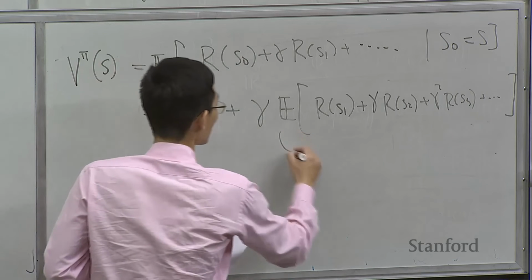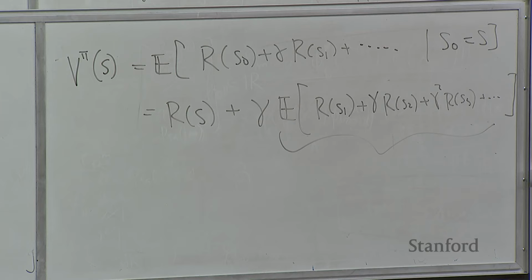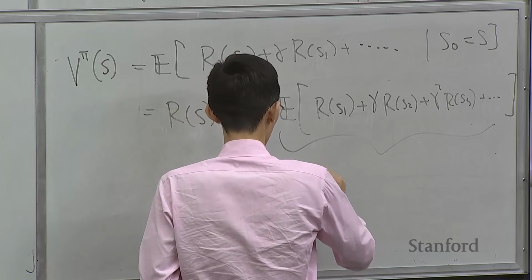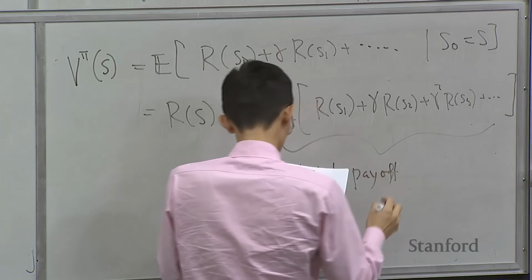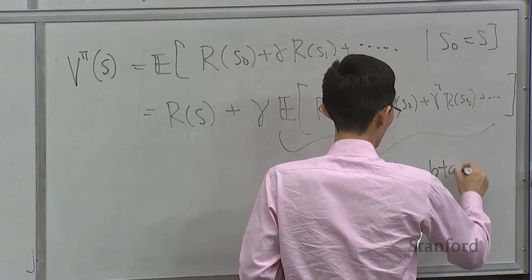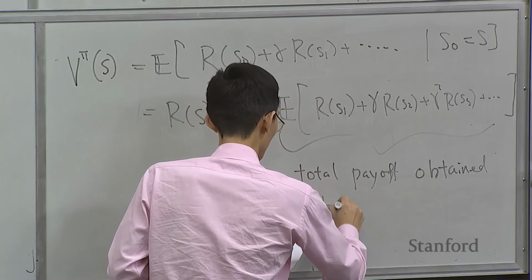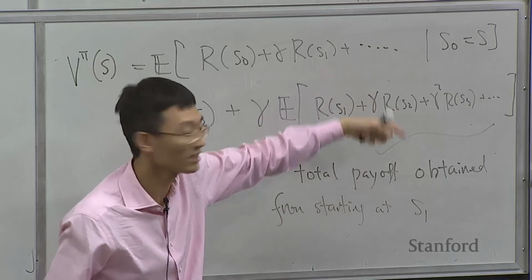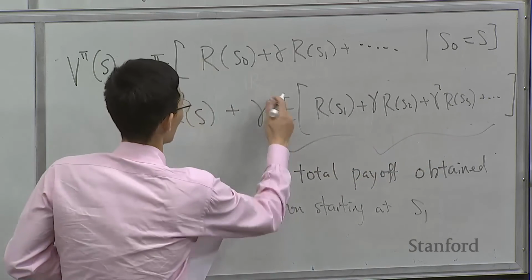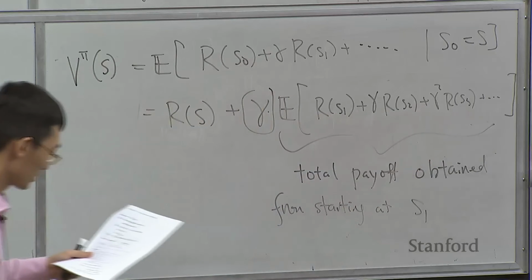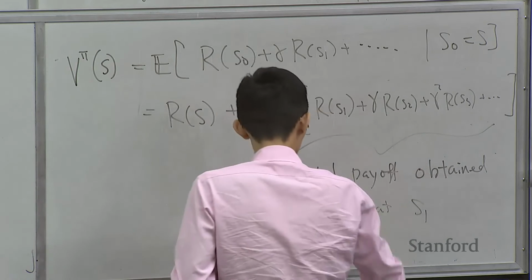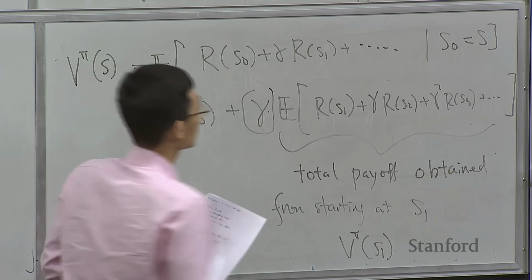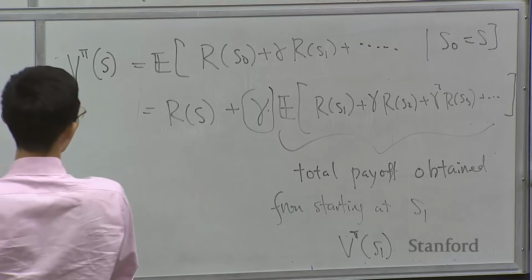If you look at the rest of this term, it is also meaningful, in the sense that this term is really just the total payoff obtained from starting at S1. You start with S1 and apply this policy iteratively, and the payoff you get, without the gamma, is the total payoff if you start with S1. So this quantity is literally just V pi of S1. That means you get a recursion between V pi of S and V pi of S1.